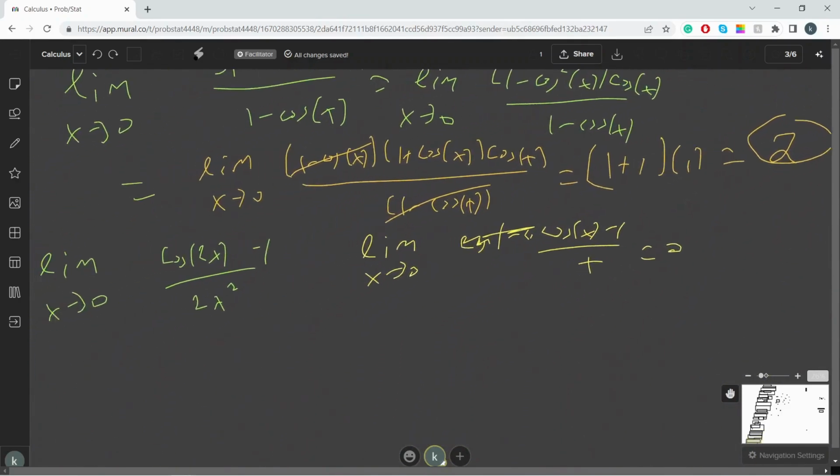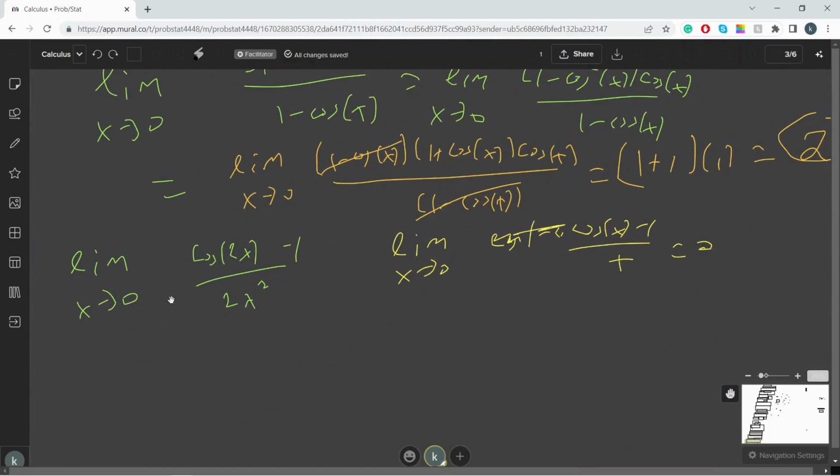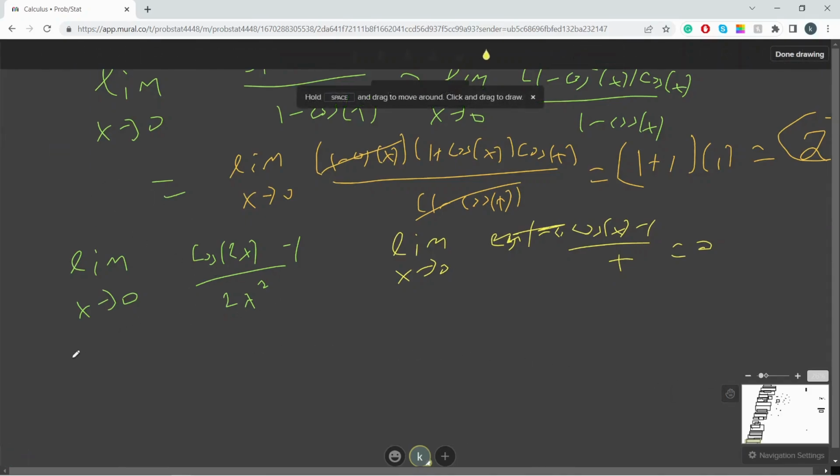Okay, so now that we know this fact, how do we convert this problem into exposing this special limit? And the answer is you can work with the denominator a little bit. What if I wrote the problem like this?